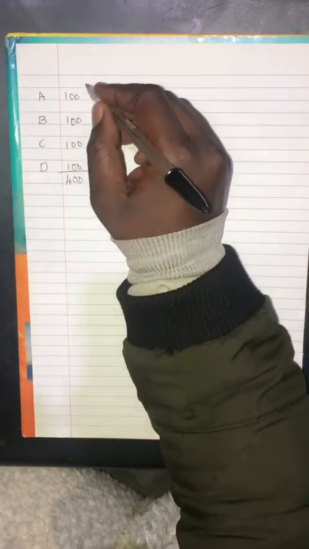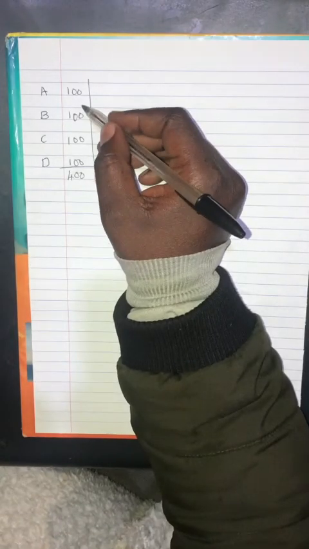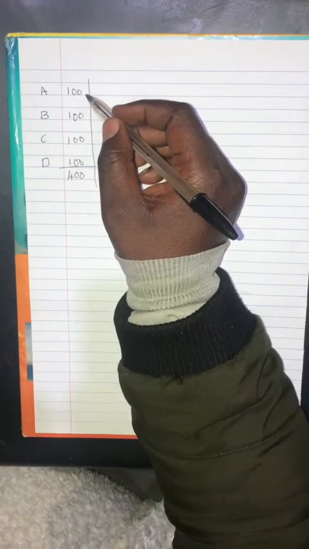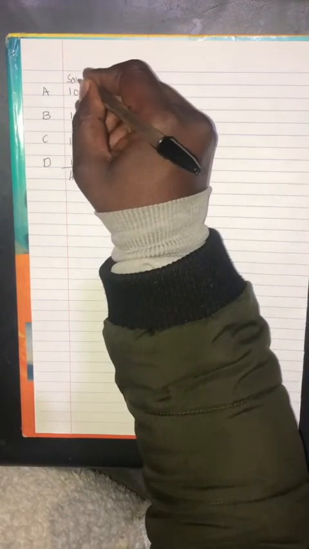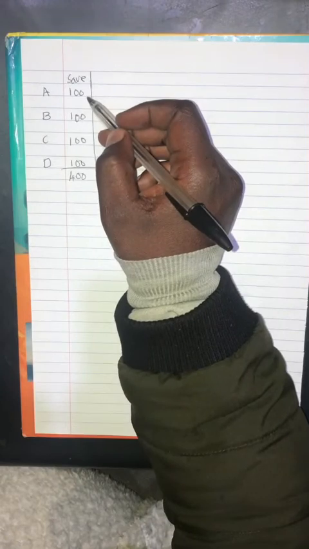400 kwacha. Now, out of the 400 kwacha, their constitution says you can only borrow twice as much as you have saved. So these 100 kwacha are savings, all right? These 100 kwacha are savings. So you can only borrow twice as much as you have saved.